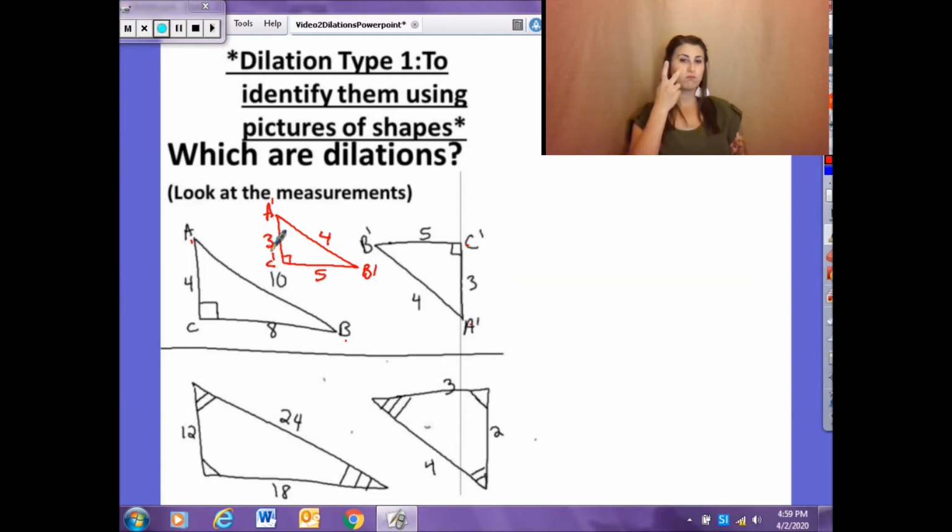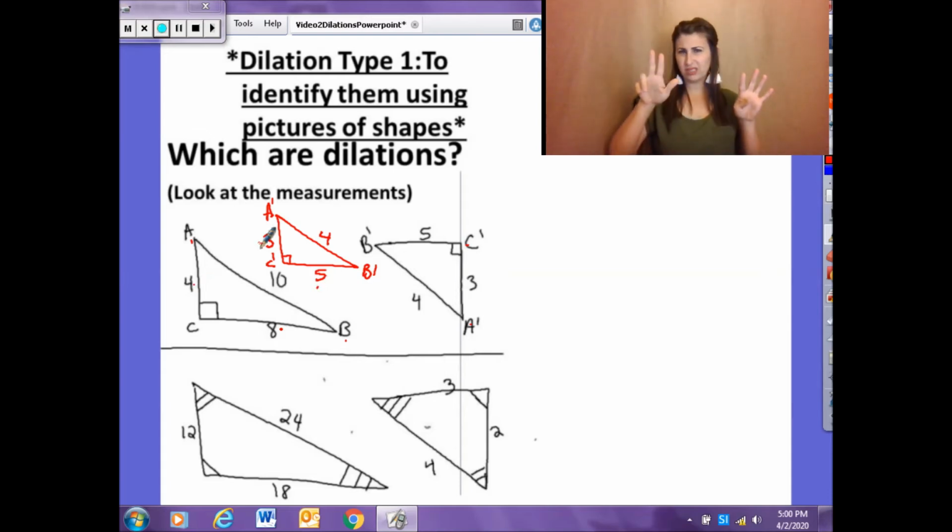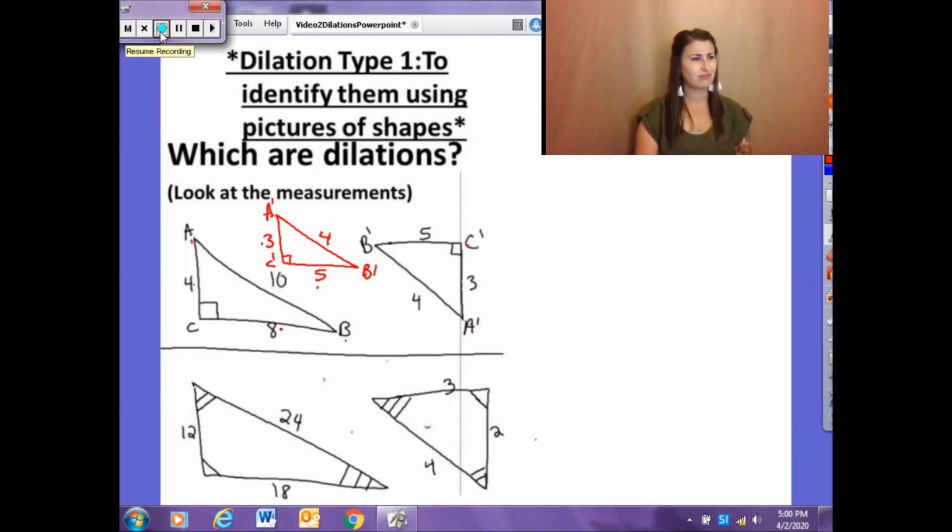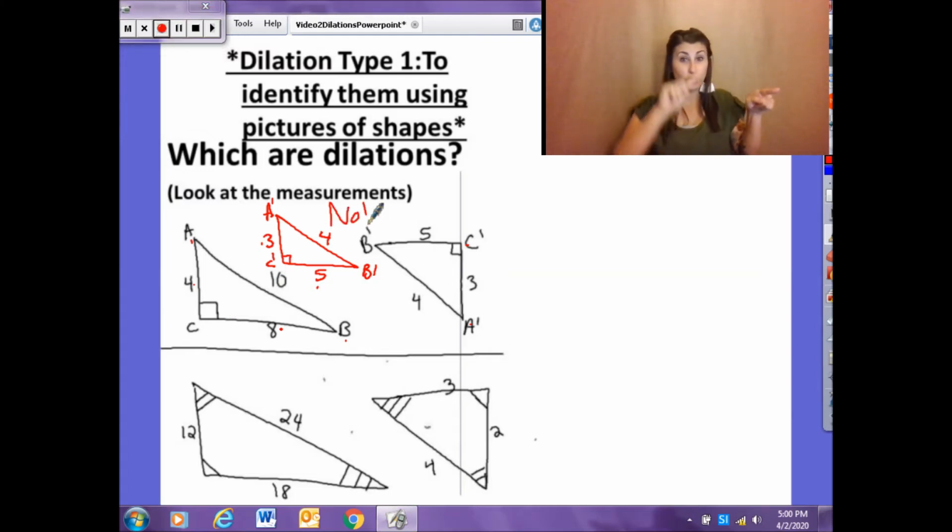So let's see if it is a dilation or not. All right, how do I get from 8 to 5? That doesn't look like it goes in very easily. And then from 4 to 3, let's come back to that one. That one doesn't look right now. Those numbers don't really correlate, so this is not a dilation. It's not proportional.